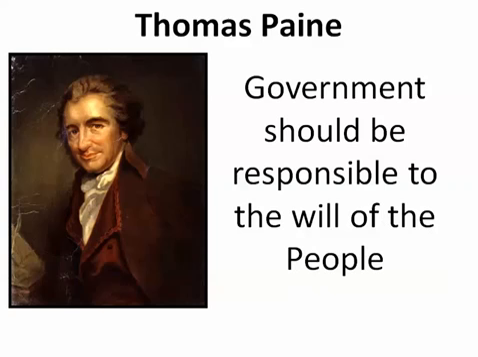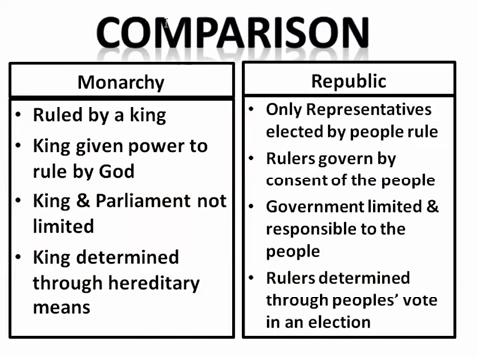Okay. And let's look at a comparison here of a monarchy and a republic. A monarchy is ruled by a king. But in a republic, only the representatives who are elected by the people can rule. Only representatives who are elected by the people can rule. And then the king was given power to rule by God over here under absolute rights of the king. That was a theory for a while. Then Parliament comes into play.